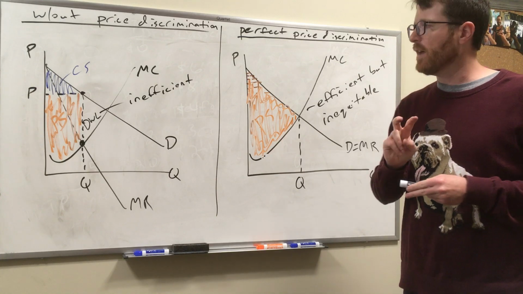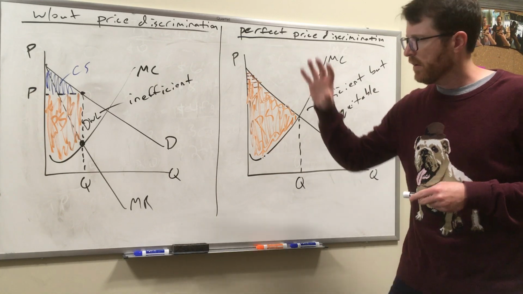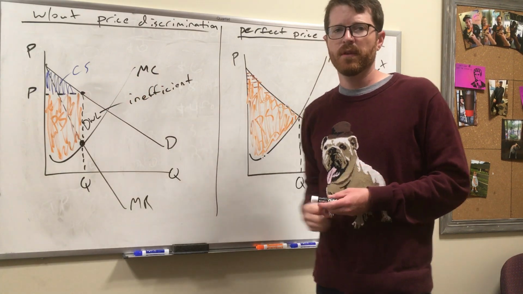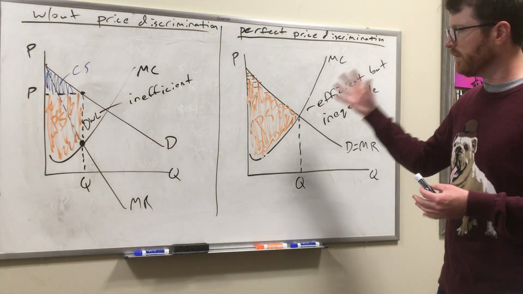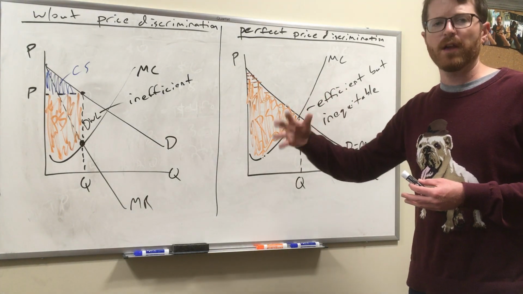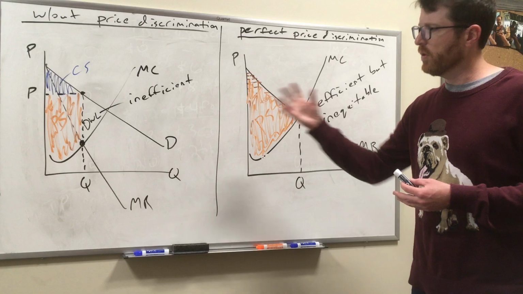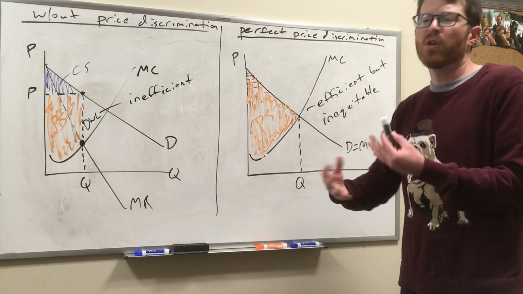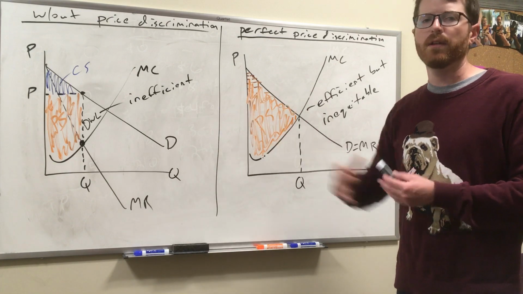So two extreme cases that are not so common: monopolies charging just one price to all consumers, and monopolies charging the full willingness to pay, different prices to all consumers. Two extremes. In the next video, we'll start thinking about some possibilities that are more nuanced, that really run between these two extremes.